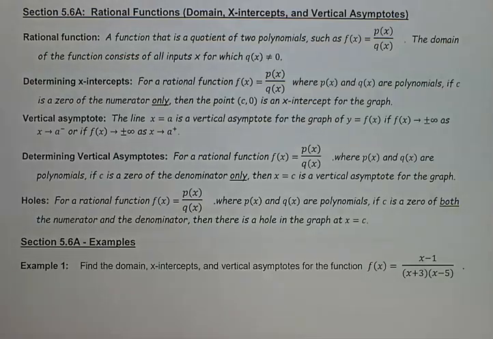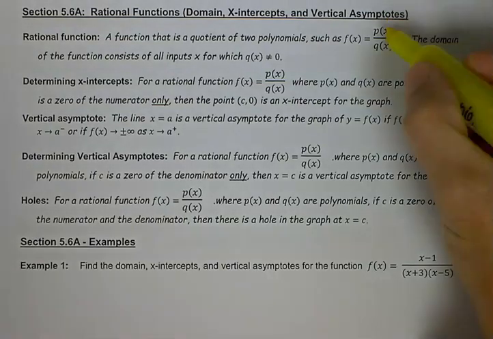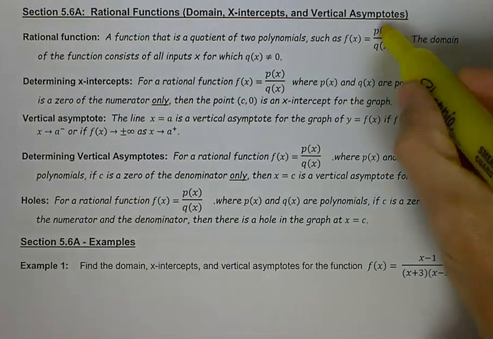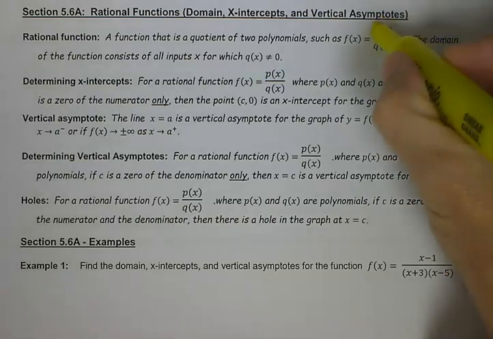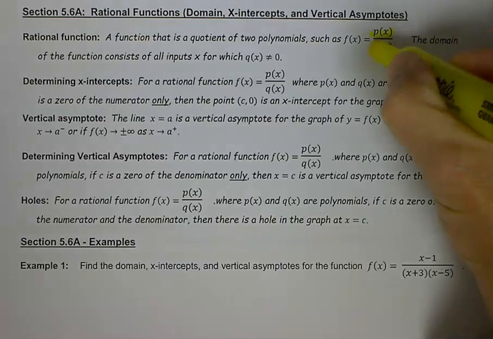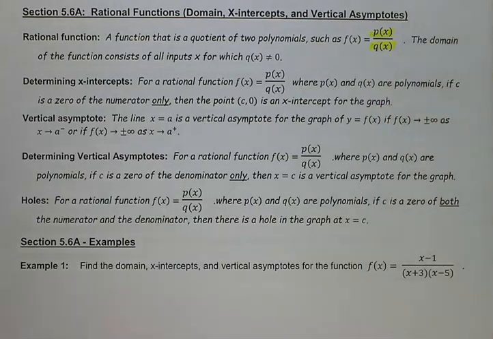In this section, we're going to be talking about rational functions. And rational functions are just functions that look like the quotient of two polynomials. So we can have a polynomial on the top and a polynomial on the bottom.